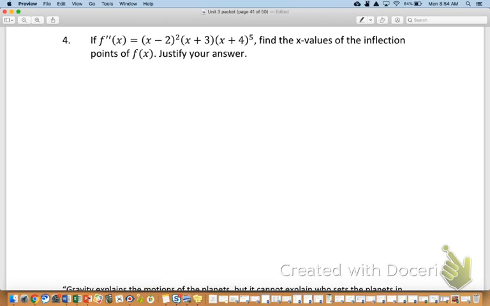We're going to try to find the x values of any inflection points of f. And again, we're going to try to justify our answer.